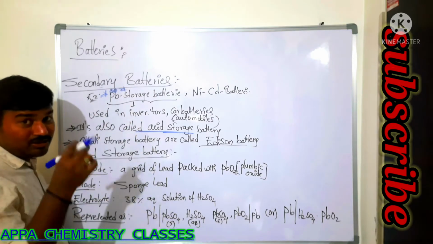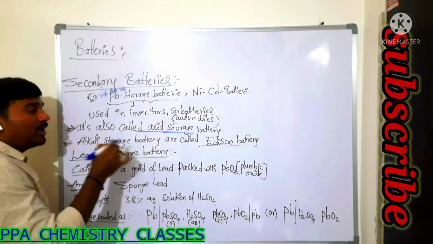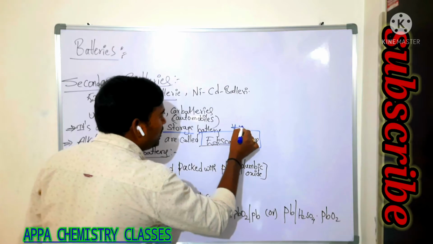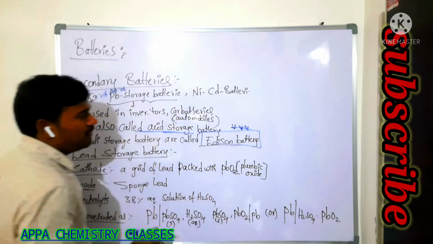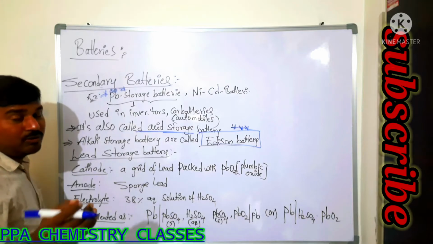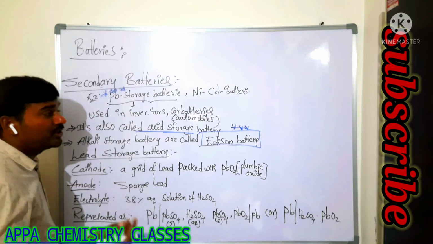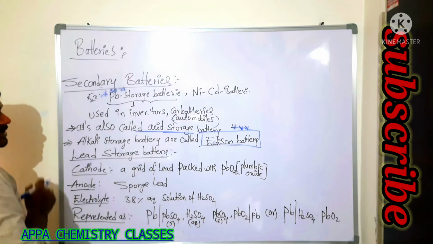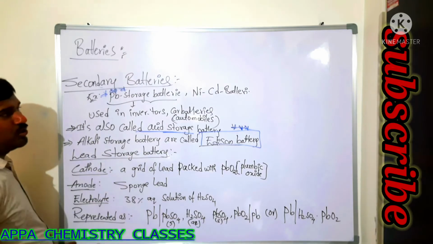Acid will act as the electrolyte. Now, alkali storage batteries are called addition batteries, which is very important. One time it was asked in competitive exams also. What is the name we will give for the alkali storage batteries? That is addition batteries. Next, more about the lead storage battery.